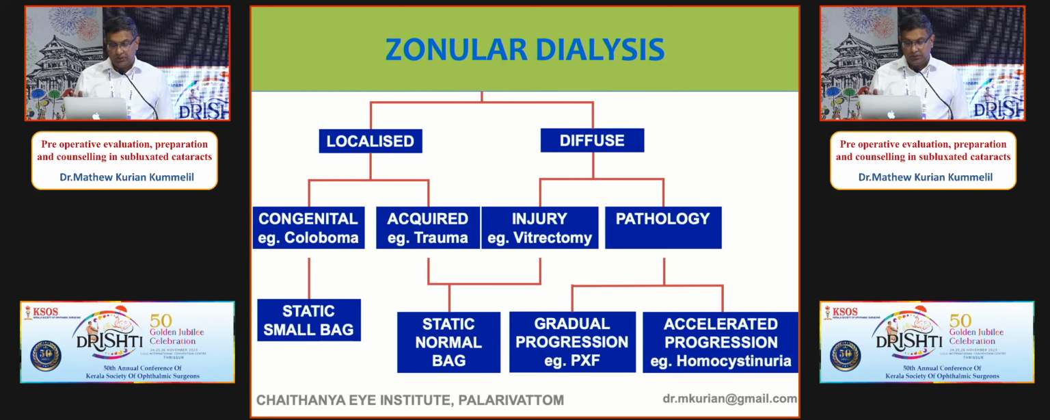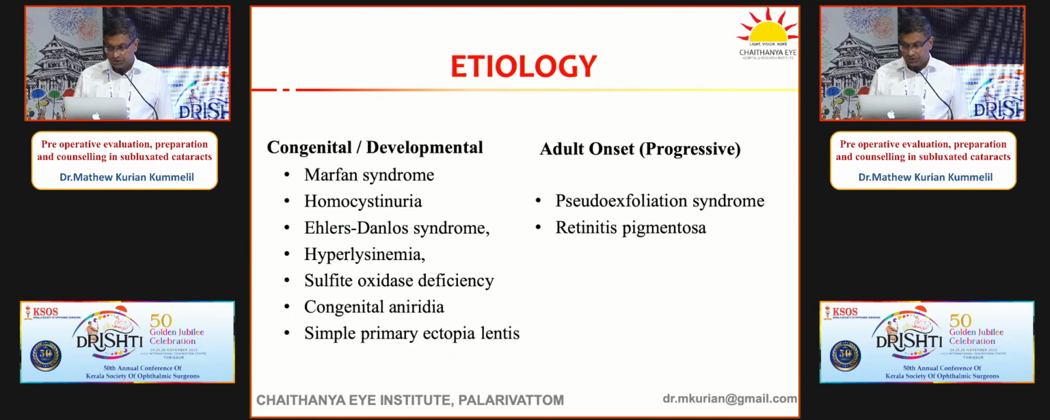Acquired because of trauma, again there is a static lesion, it is not progressive, and the rest of the bag is usually normal if the trauma is a blunt injury. If it's a diffuse one because of injury, for example during a vitrectomy, there can be associated posterior capsular deficits as well. But diffuse with pathology is the most important and critical criterion. Gradual progression is associated with diseases like pseudoexfoliation, and accelerated progression, for example, in homocystinuria.